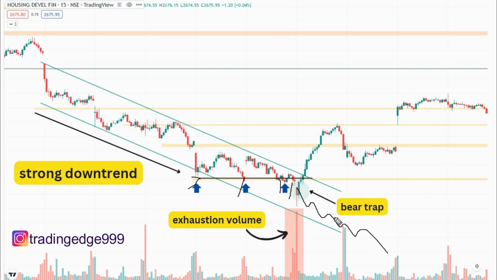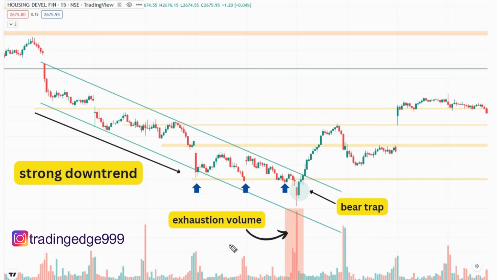Okay, so our entry should have been around here after the trend line breakout. Stop loss here, and see the huge upside momentum after that. And here is a resistance zone, so we could exit our trade around here. Okay, so I hope you got this very, very important point.